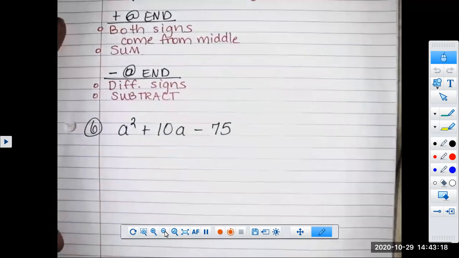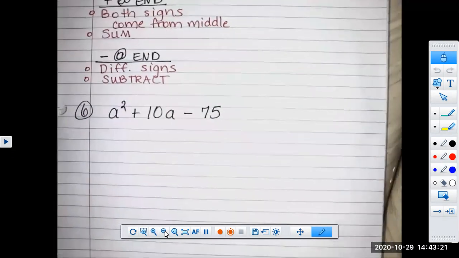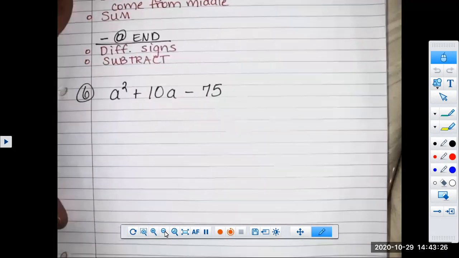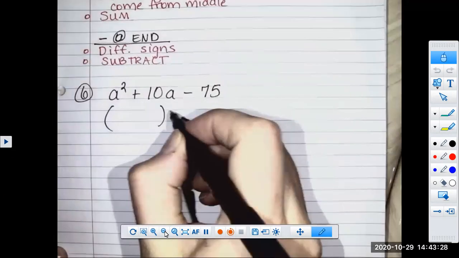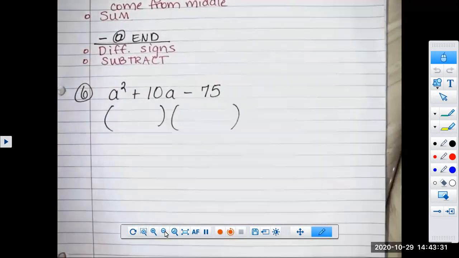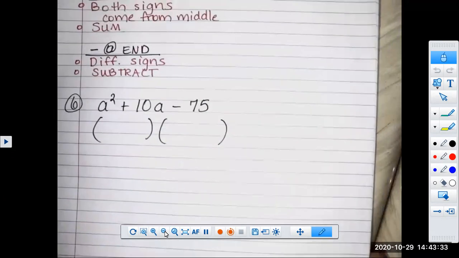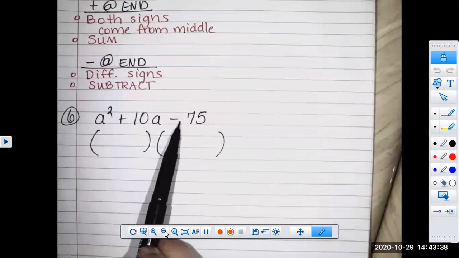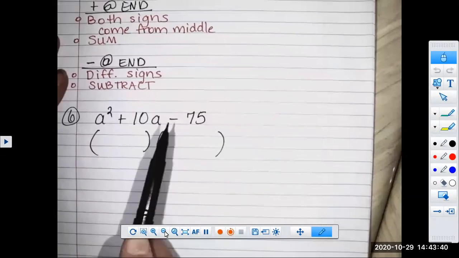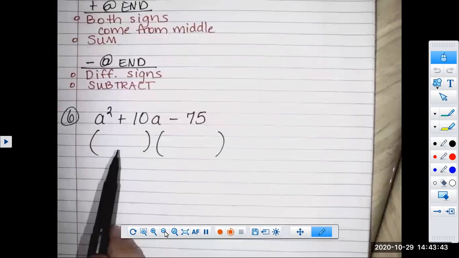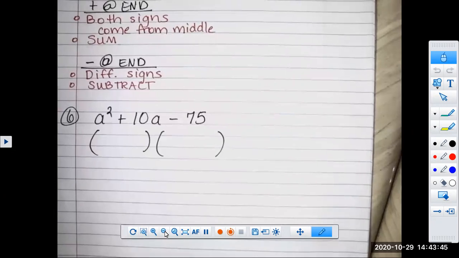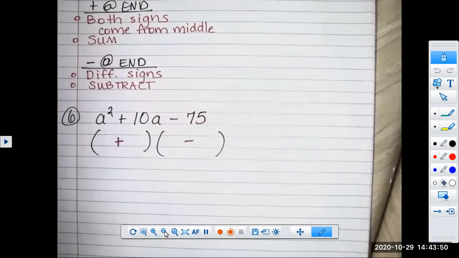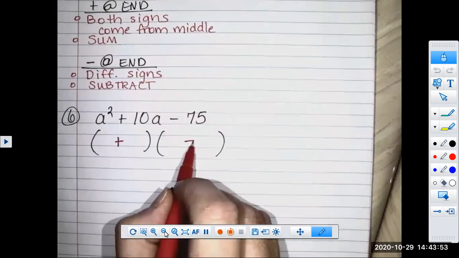All right, let's look at this, and we'll start off with 1 in front, and then we'll move on to where we have another number in front. A squared plus 10a minus 75. All trinomials are going to factor into 2 parentheses. What sign do you have at the end? Or well, you've got a minus at the end, so what's going to go inside? Tell me what your signs will be. Good. Since I have a minus sign, these are going to be plus and minus. It does not matter which one you put where.